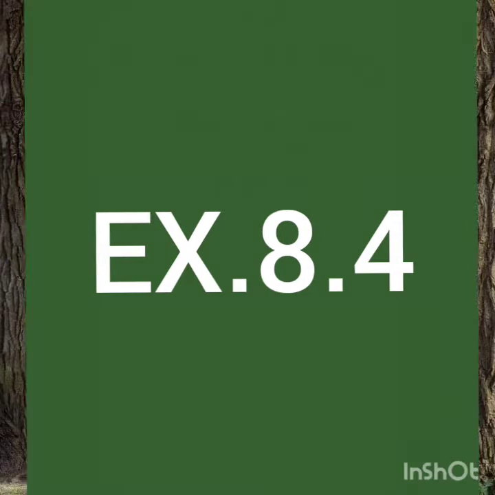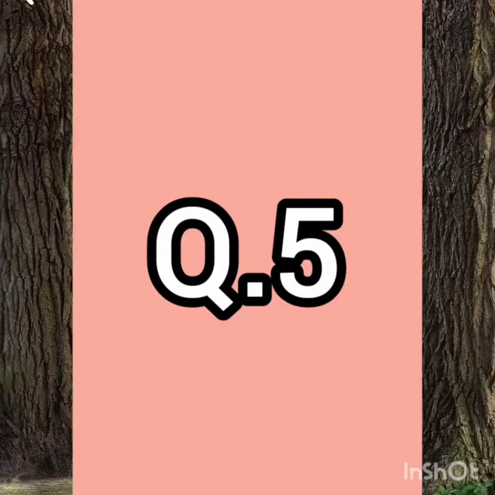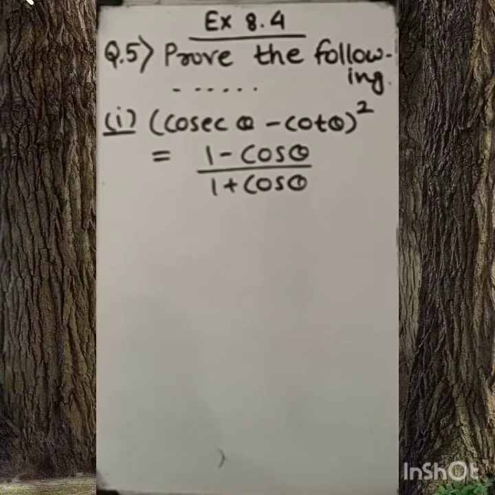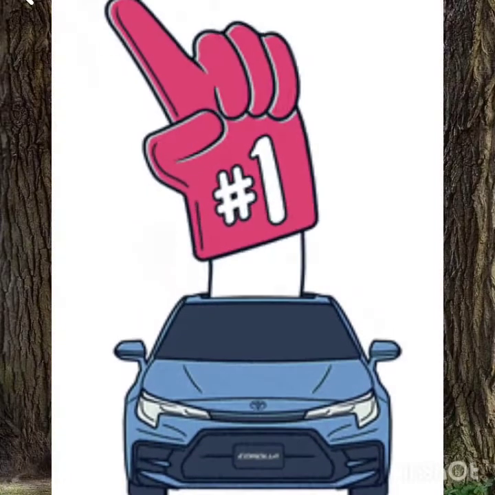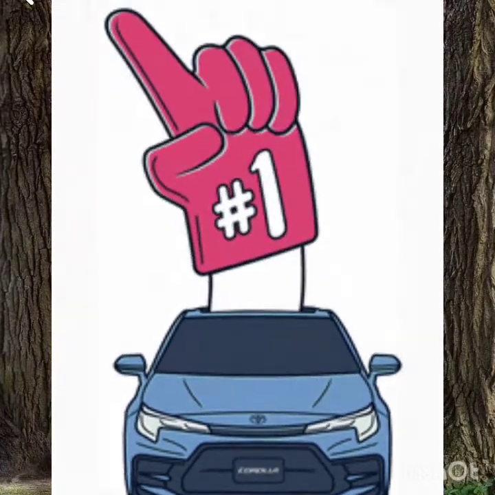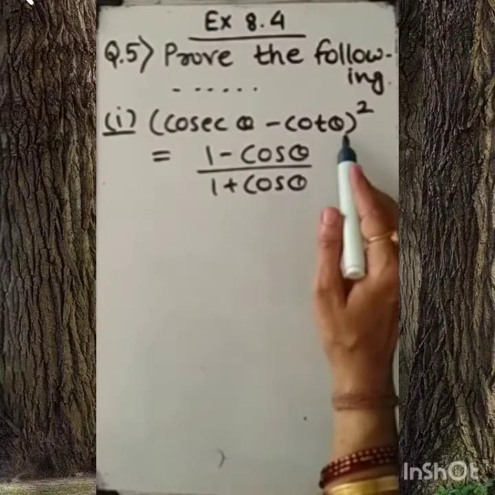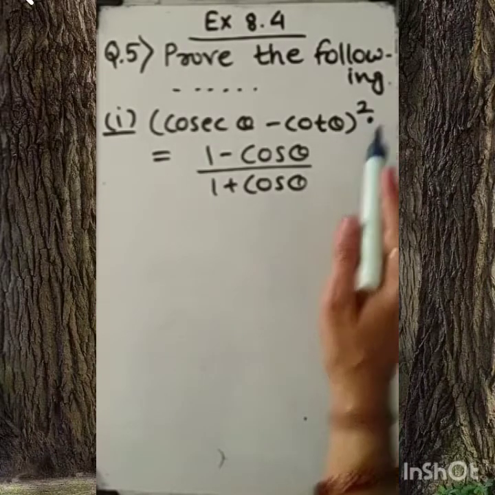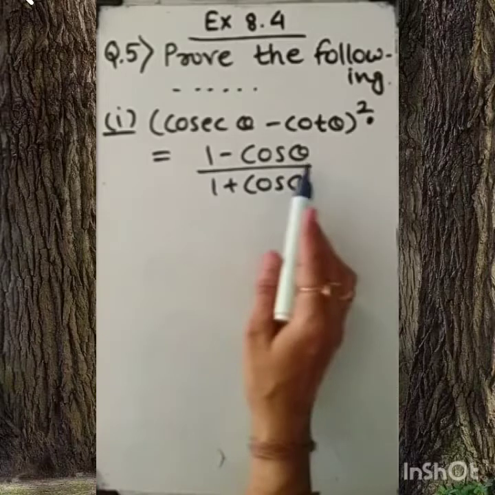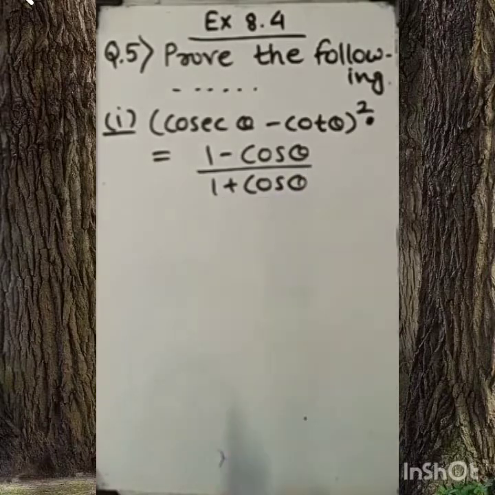Question number 5. We are given in the question, prove the following identities where the angles involved are acute angles for which the expressions are defined. First one we are given here: (cosec theta minus cot theta) whole square equals (1 minus cos theta) upon (1 plus cos theta).